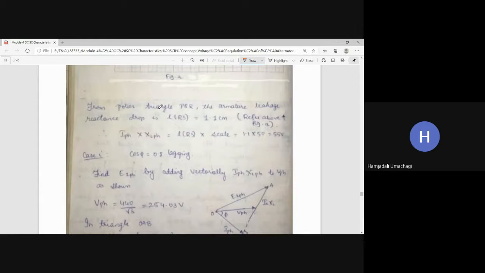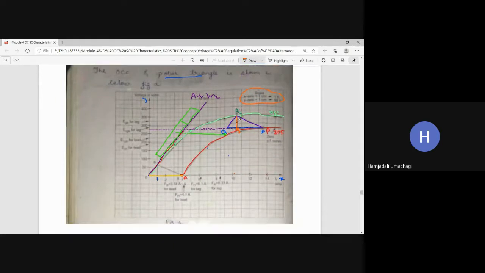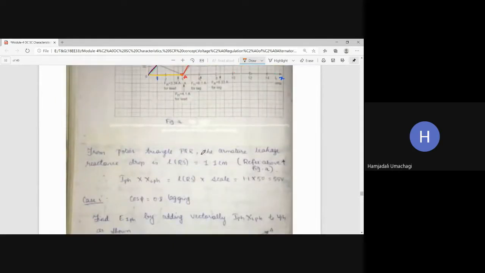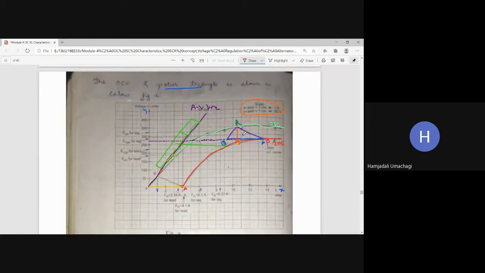From Potier triangle PQR, all of you note down this. So this is Potier triangle PQR. The armature leakage reactance drop is length of RS, which is 1.1 centimeter. Here, all of you take the scale and measure the length of RS.